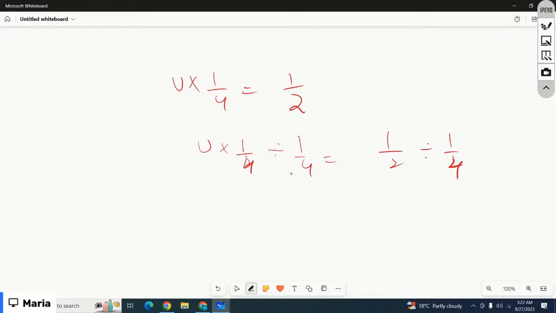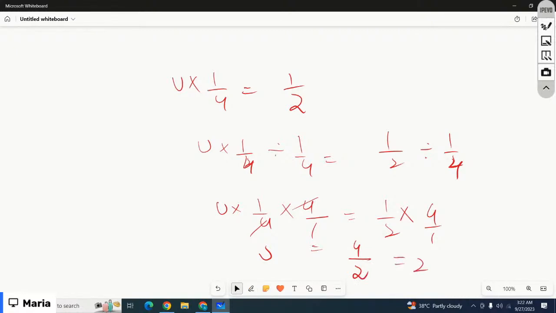When you divide two fractions, you have to replace the division sign with multiplication and take the reciprocal of the term, right? So 4 and 4 cancel out, you are left with just 1 here. And here you also have to change division to multiplication and take the reciprocal of the term. So you are left with u here because 4 and 4 got cancelled out. And that would be 4 times 1 is 4 and 2 times 1 is 2. So 4 divided by 2 is 2. That means the value of u is 2, right?